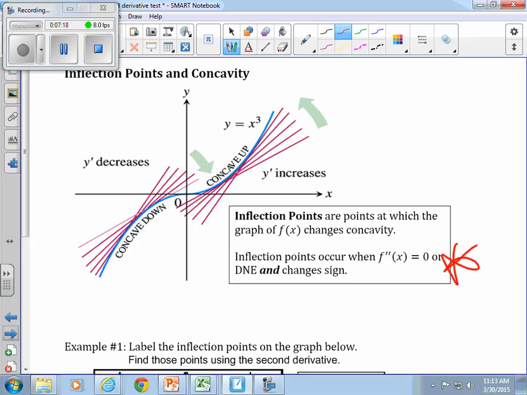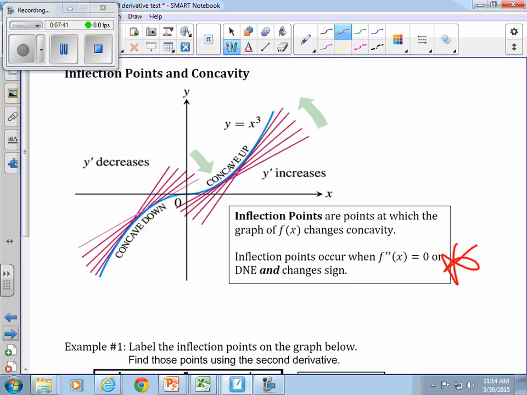Points of inflection are not places where the second derivative equals 0. That's not enough. Yes, it has something to do with that. Points of inflection are what maxes and mins are to the first derivative. Not only does the second derivative have to equal 0 or be undefined, but it also has to change signs.